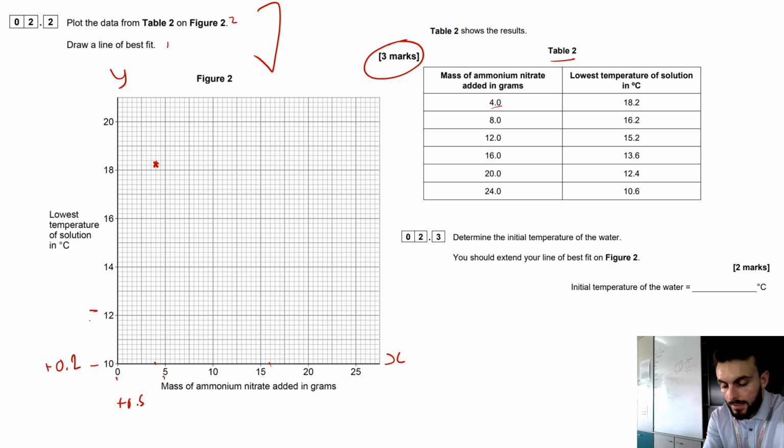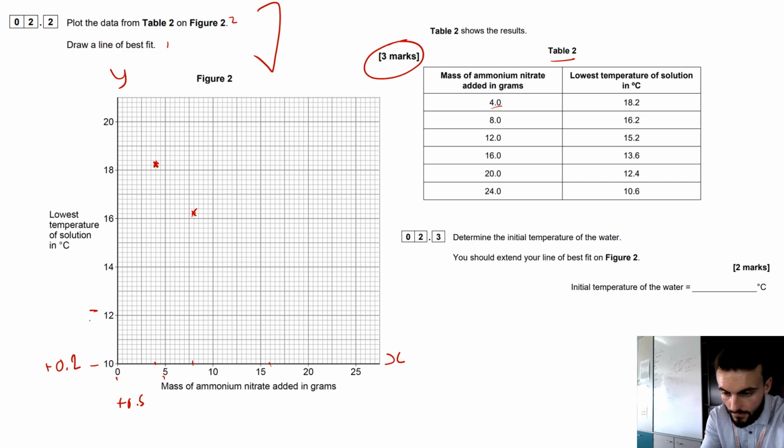You use a pencil for this. You do it faint first, and then when you're 100% sure, you can go over it a bit harder. Make sure you do it hard enough so that your examiner can see it, because time and time again you see it where people do it so faint it doesn't even look like a plot. But do it faint to start with. So then we go along to 8, which is there, and then up to 16.2.